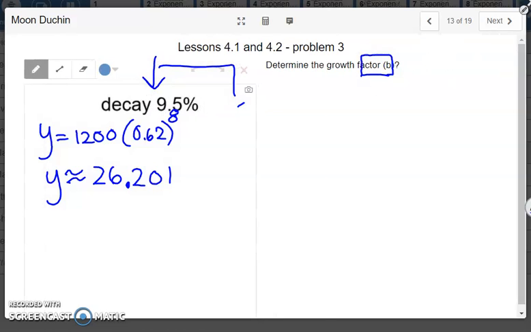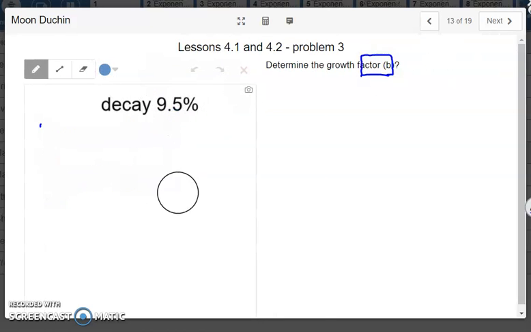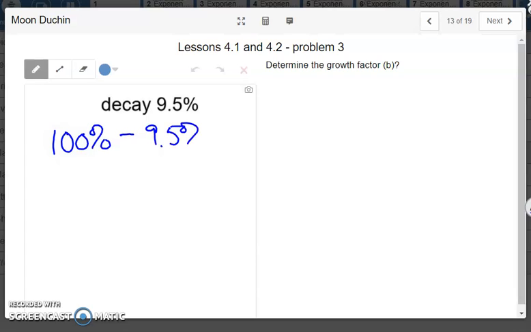In problem 3, you're being asked to find the decay. So we've done quite a few of these. This is called the b value in our exponential equations, called the r value when we did recursive formulas back in chapter 1. So in doing these problems, we always start with 100%. If it's a decay, we subtract away the percent. If it's a growth, we add it. So when subtracting 9.5% from 100%, we get 90.5%.